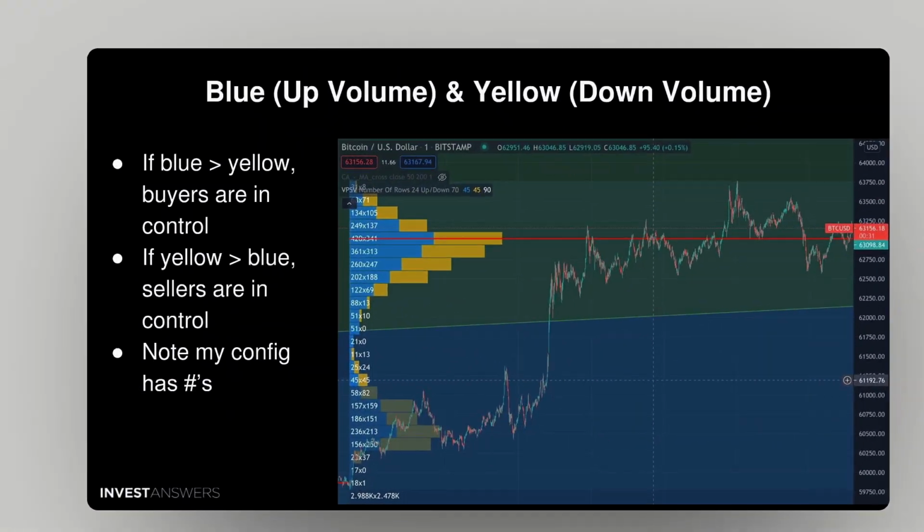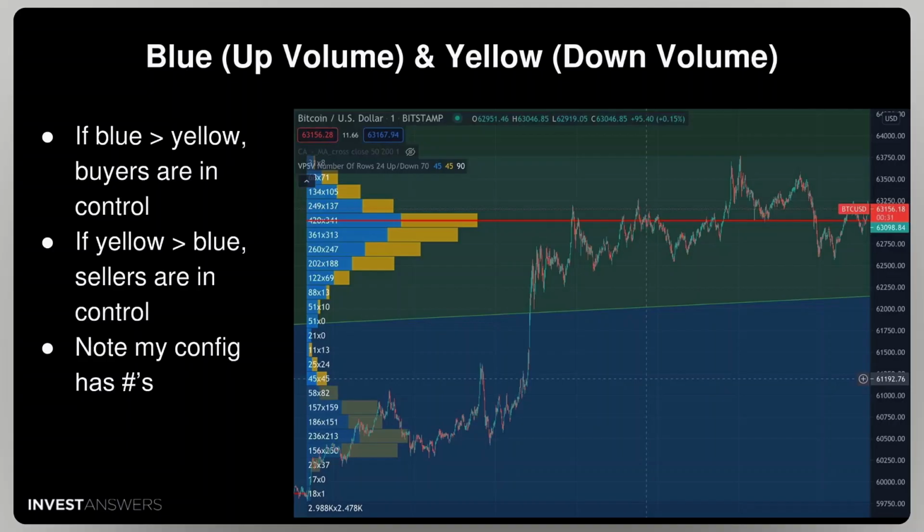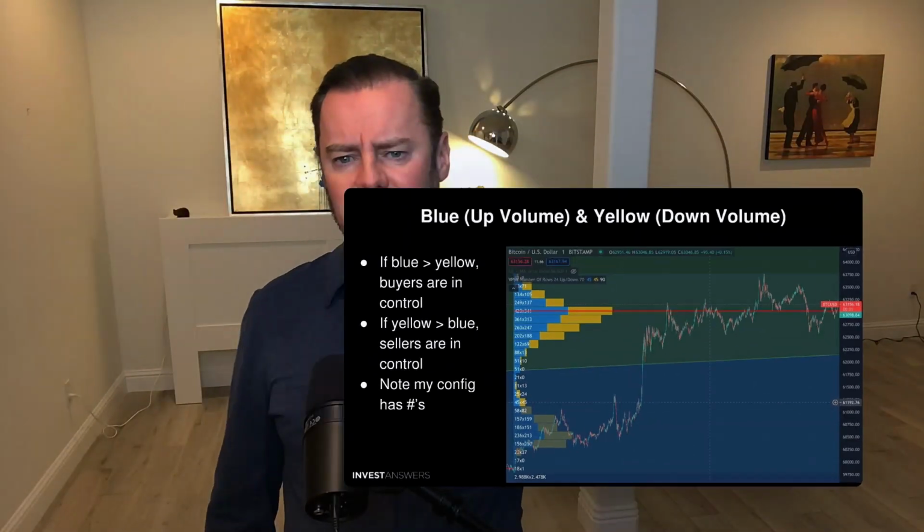So the blue is what's called up volume, and the yellow is what's called down volume. Now, if the blue is bigger than the yellow, it means the buyers are in control. And if the yellow is bigger than the blue, it means the sellers are in control. And again, you'll see all the little numbers in my charts. When we look at the live charts, you'll see exactly why that's important and what it means.